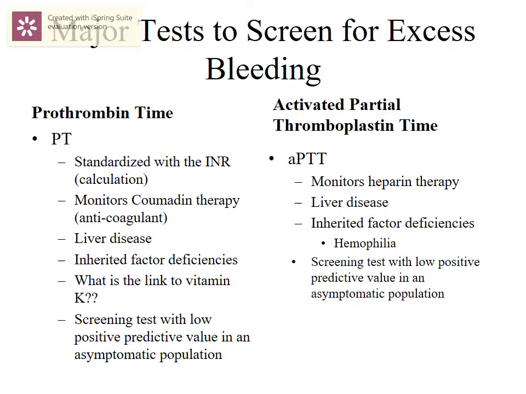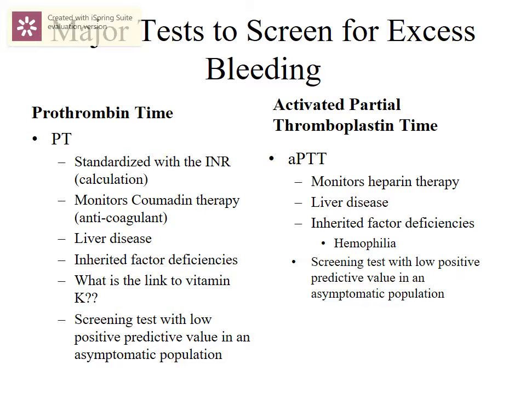This is a summary of the major tests used to screen for excess bleeding. The prothrombin time, standardized with the INR calculation used to monitor Coumadin therapy, can be prolonged. So the number of seconds you determine for blood to clot is increased. Prolonged in liver disease, inherited factor deficiencies, vitamin K deficiencies. Prothrombin time measures coagulation factors that are linked to vitamin K.